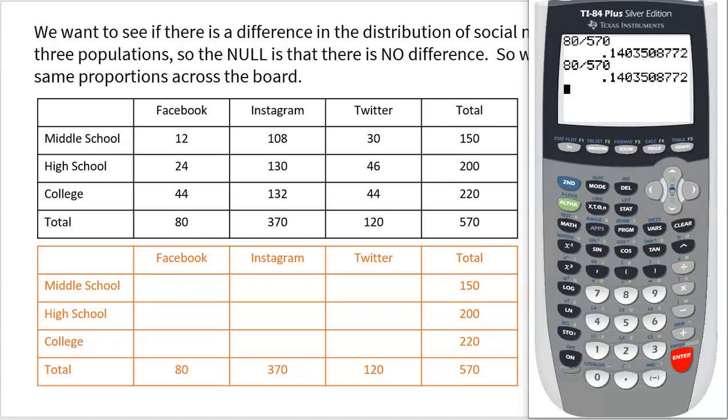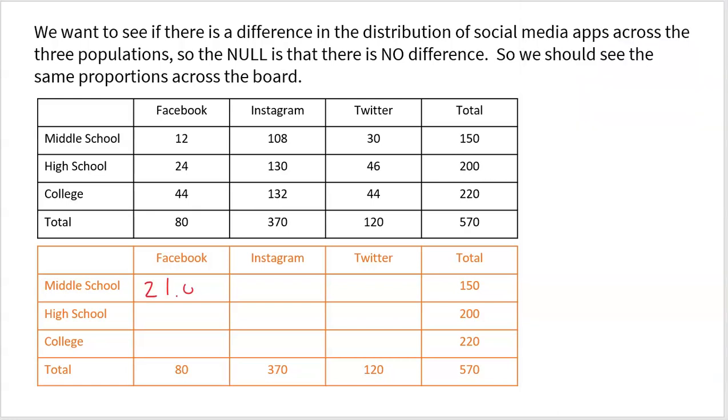And that's at 14%. And I'm going to times that by 150 because what I'm saying is that, hey, if it's the same, I should see the 14% of middle schoolers using Facebook. So again, 21.05. So that's the number that goes right here, 21.05. That's the expected number. Saw 12, expected 21.05.